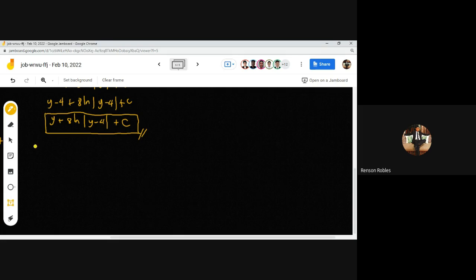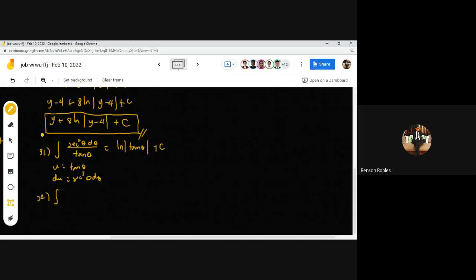Say we have the integral of secant squared theta d theta over tangent theta. Very obvious, right? What's the derivative of tangent theta? It's secant squared theta d theta. So this leads you to an ln of tangent theta plus c.